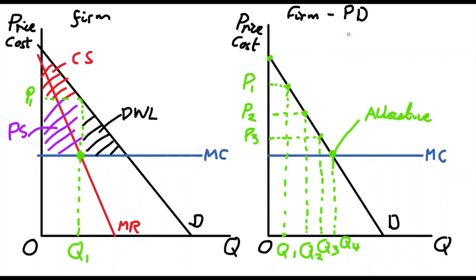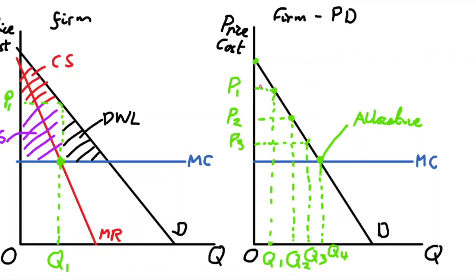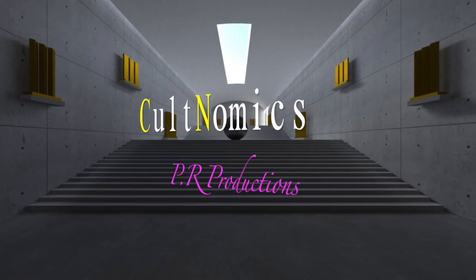There is no consumer surplus in the market. There is only a producer surplus, which is above the marginal cost curve and below the demand curve. So this entirety of triangle illustrated is producer surplus. And finally, compared to the left hand side diagram, because the firm is allocatively efficient, there is no deadweight loss in this market here.